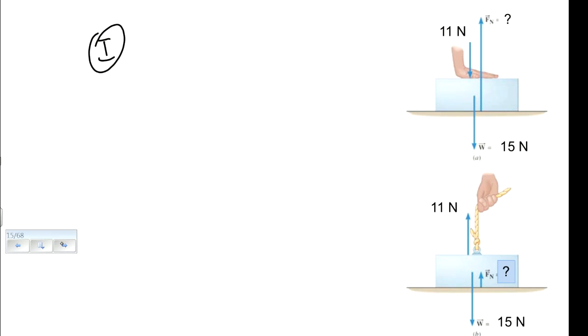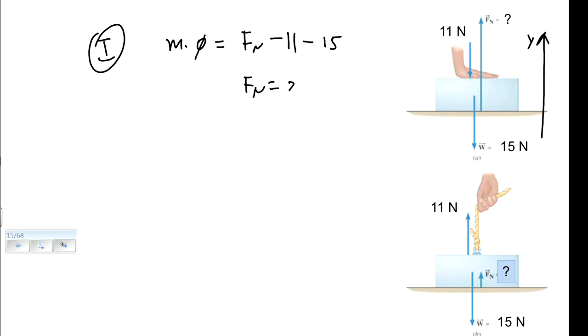At the top, Newton's law says mass times acceleration, and it's 0, should be equal to normal force, which points up. Strictly speaking, I should draw the axis, but in my mind, it's always up, right? Now, minus 11 newtons because of the hand, minus 15 newtons because of the weight or force of gravity. Normal force equals 26 newtons.